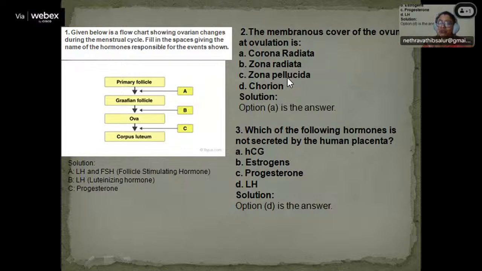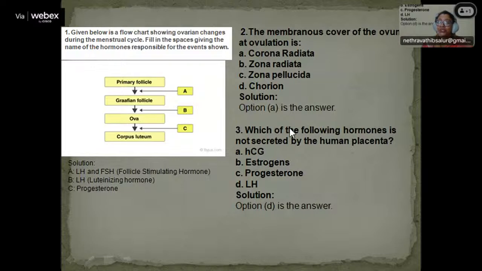Membranous means it is made up of cells. Now you can ask me a question, why not zona pellucida? Zona pellucida cannot be because it is a non-cellular layer. It will not have any cells. Whereas corona radiata is a cellular layer. It is a membrane. Therefore, the answer is corona radiata.